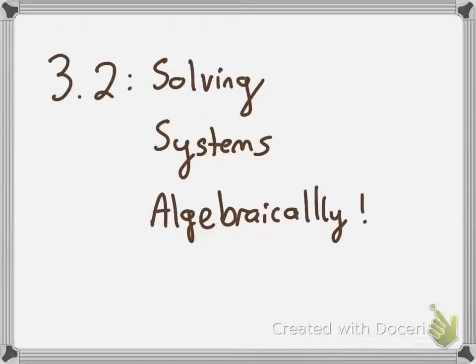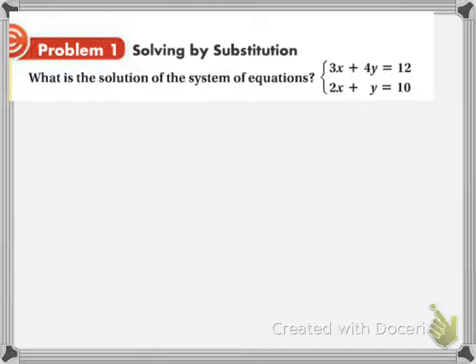In section 3.2, we're going to be solving linear systems algebraically. The two methods that we're going to do this are substitution and elimination. The first method that we're going to go over is substitution. Now, this method is a little bit lengthier, but we can break it down into 3 steps and how you would solve anything using substitution.